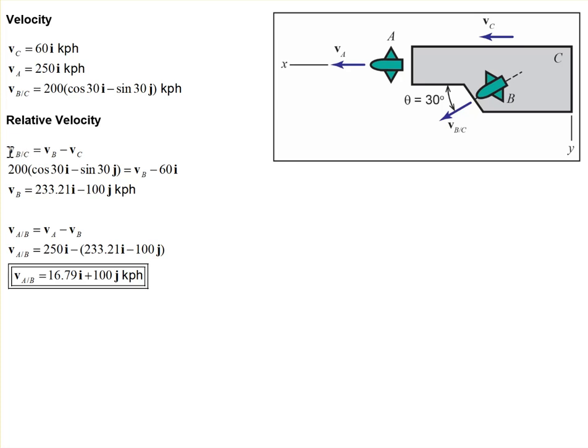Now notice the form of the equation that I use. Velocity of B relative to C equals V_B minus V_C. I like this form because it's very easy to remember. B relative to C, B minus C. It's very easy to keep straight in your head. All right, so again, you just plug in the velocities and get out what you need.